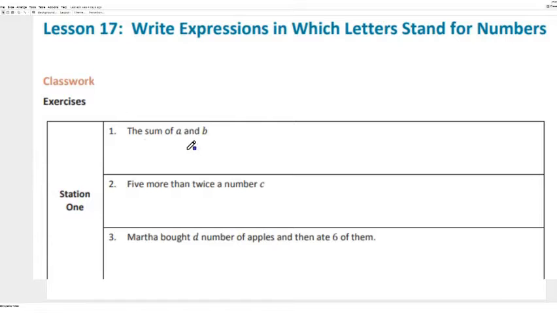All right, so the sum of A and B. Of course, sum means to add. So you should have A plus B. And of course, the commutative property means I could write this B plus A. So that's what you should have based on the way it was presented.